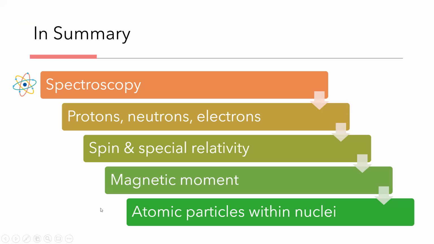So today I talked about spectroscopy, what it is, some of the different types. We talked about protons, neutrons, and electrons, and why those are important. They're different properties. Talked about spin and special relativity, why spin gives these particles magnetic properties. I talked about the magnetic moment vectors within both particles and the nucleus, and then we talked about how that magnetic moment vector changes when the atomic particles are in the nucleus, and why it's important for NMR.